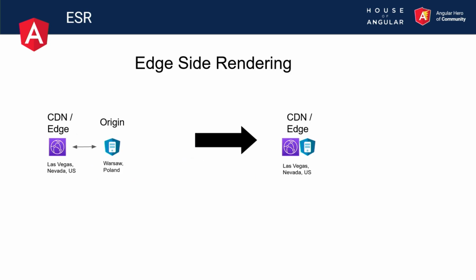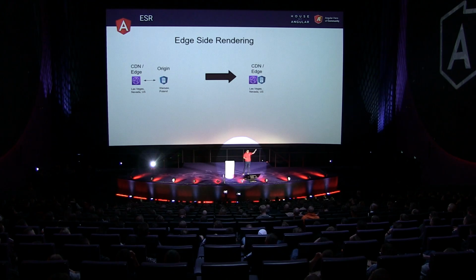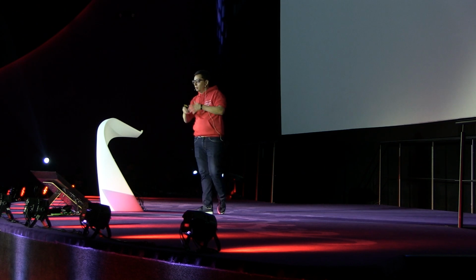OK, so next idea, since we're on the topic of clouds, is edge-side rendering. On the left, you can see that we have a CDN in Las Vegas, but we have an origin server that has Angular Universal and renders stuff in Warsaw, Poland. And this idea wants to bring those 2 together. So we have at the edge, in Las Vegas, both the CDN and our Angular Universal application that runs for all of the clients that are very close to this node. And is it a good solution?